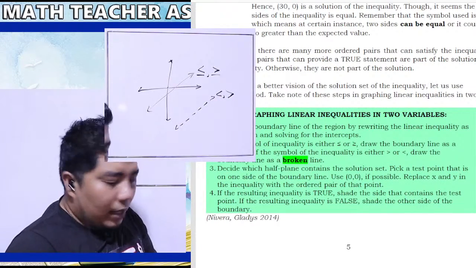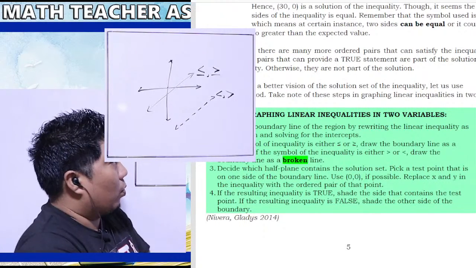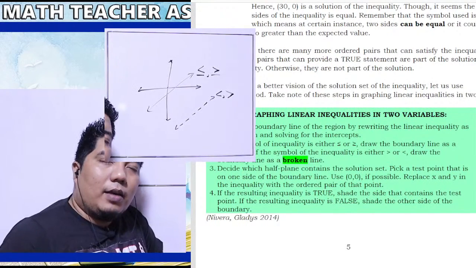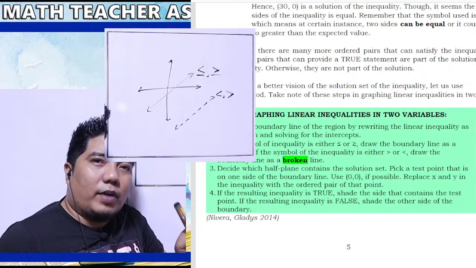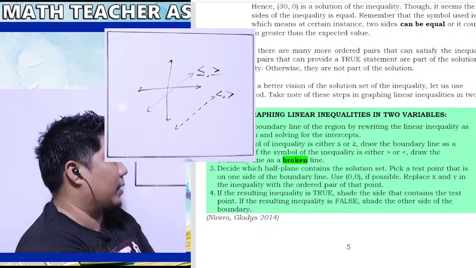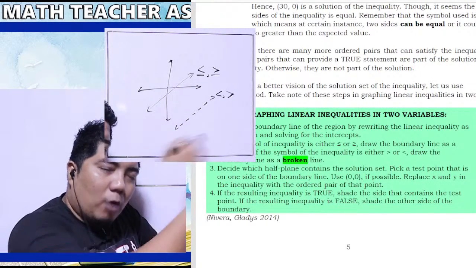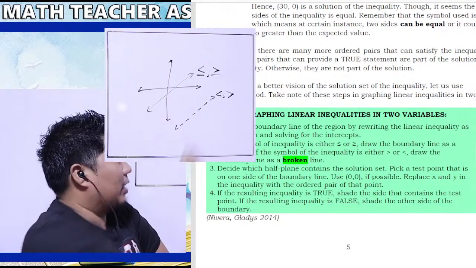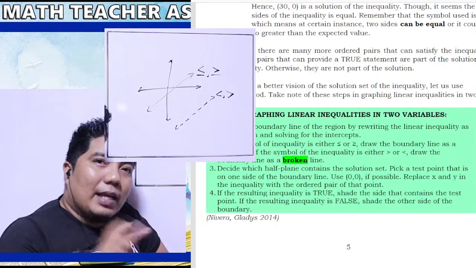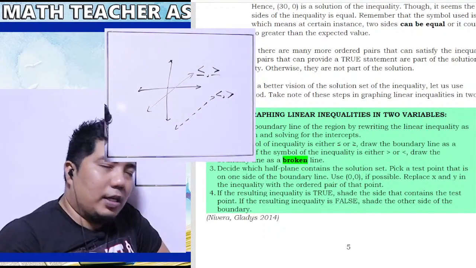Now, is this the final answer for the inequalities? No. Why? Because in the linear inequalities of two variables, this will serve as the boundary line lang. If it is solid, then all the points in that boundary line are part of the solution. If it is broken line, hindi kasali yung mga points sa linya na ito sa solution ng inequality.